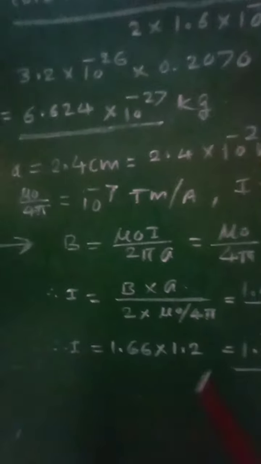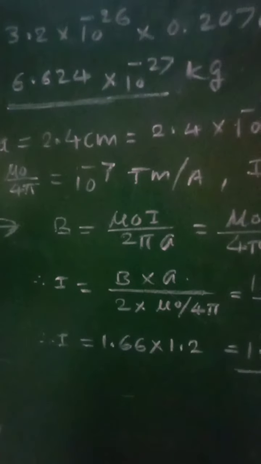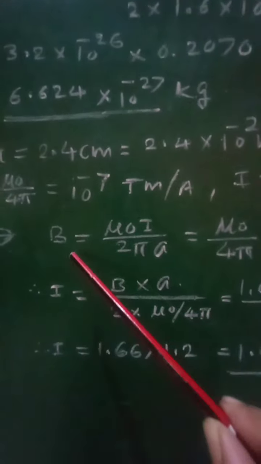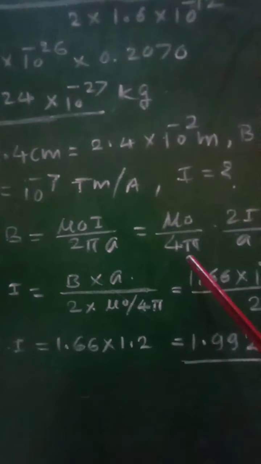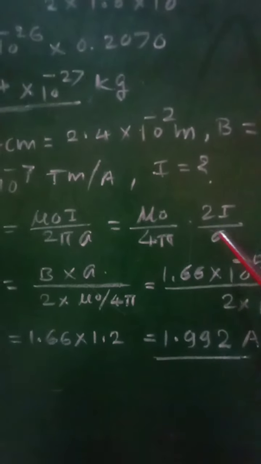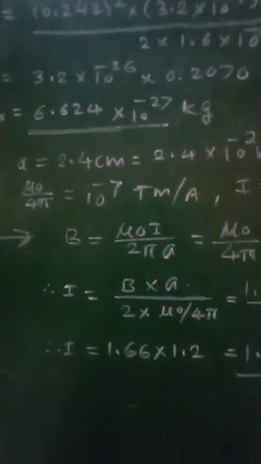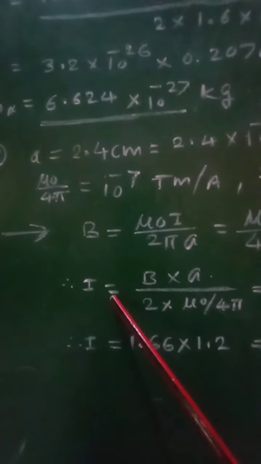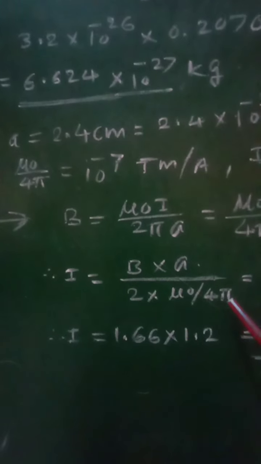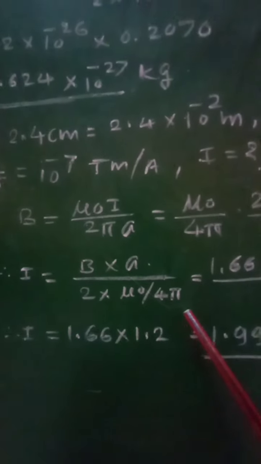For this, the formula will be again the magnetic field due to a straight conductor carrying current: B equals mu 0 I upon 2 pi A, equal to mu 0 upon 4 pi into 2 I upon A. Rearranging the terms, we get I equal to B into A upon 2 into mu 0 upon 4 pi.